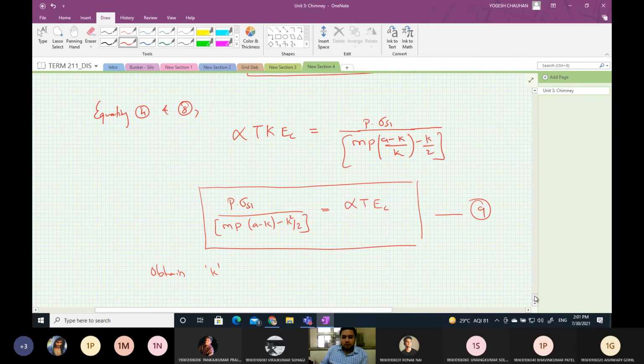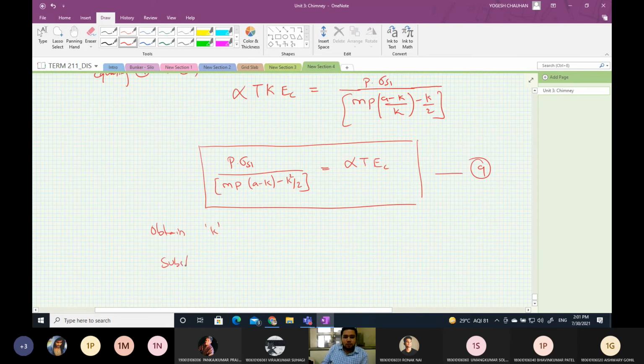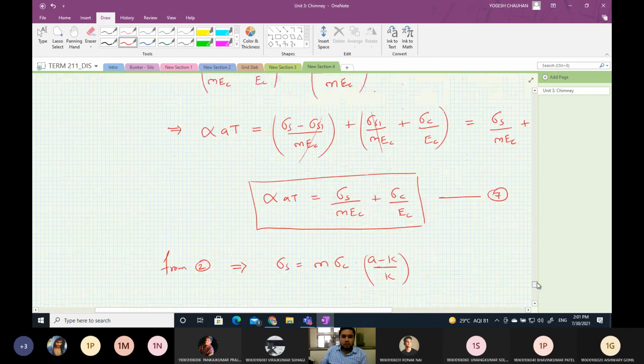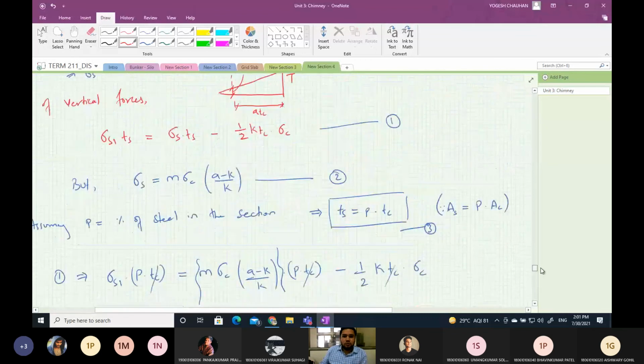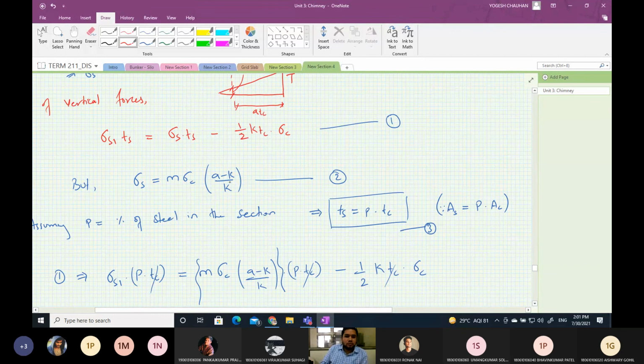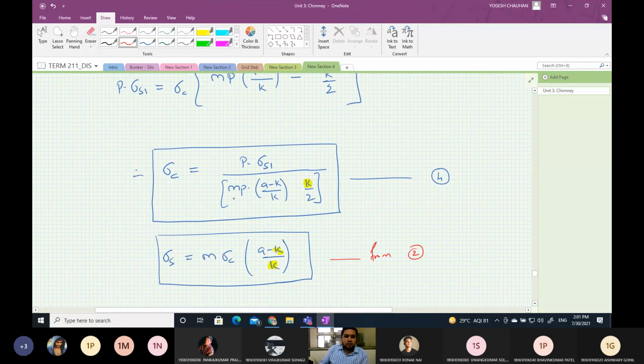obtain the value of k, then substitute k in equations 2 and 4 to get sigma s and sigma c. Okay, so you substitute the value in equation number 2, that is sigma s equals m sigma c (a minus k) by k. So you substitute the value of k here, you will get sigma s, and substitute the value of k in expression 4, you will get sigma c.